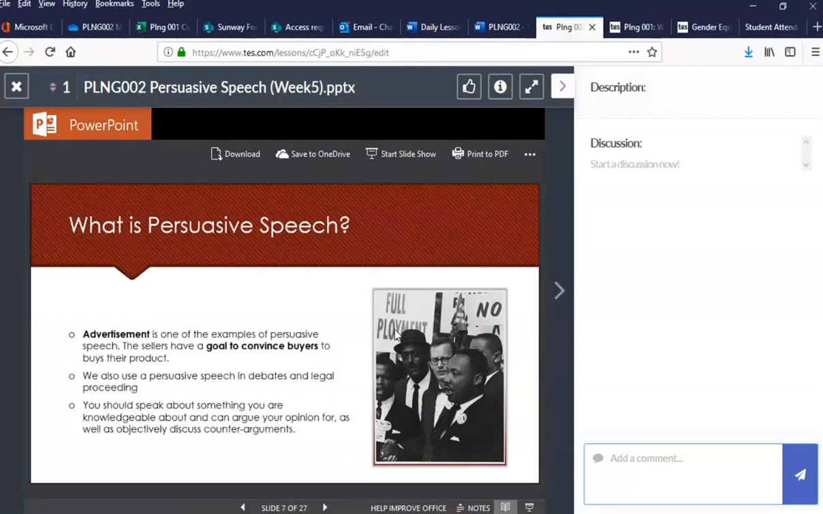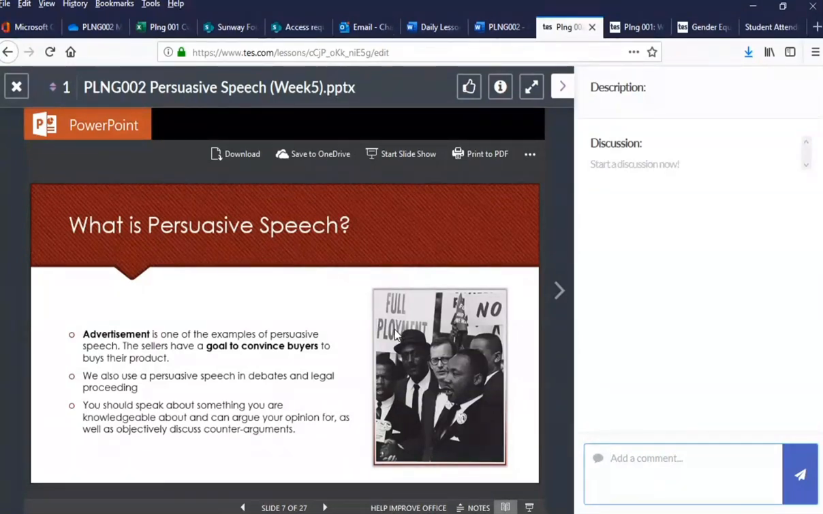So what is a persuasive speech now? An example would be an advertisement. It's a good example of persuasive speech. The sellers have a goal to convince buyers to buy their product. They want you to buy their product, that's why they are advertising. But for speeches, we use it when we are having a debate or a legal proceeding.